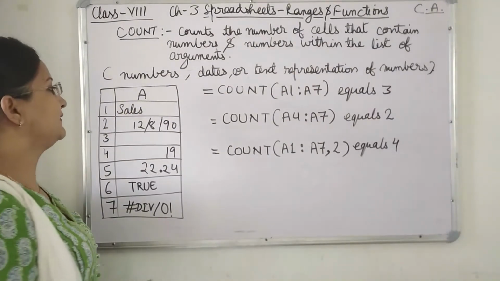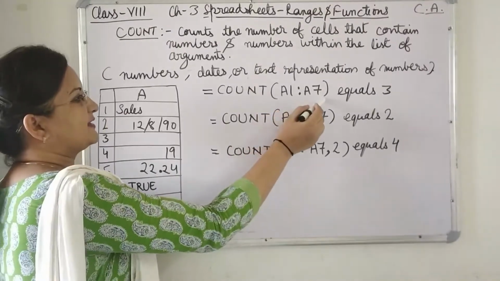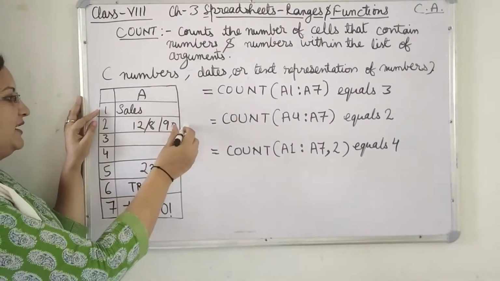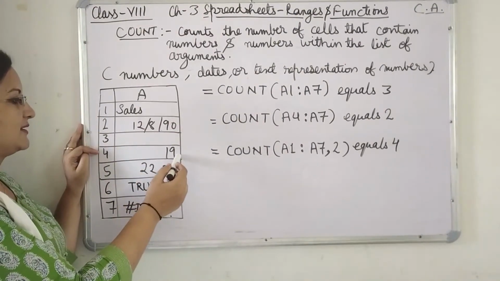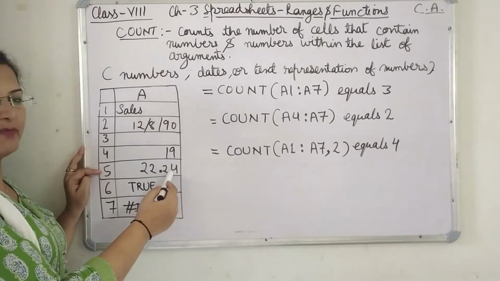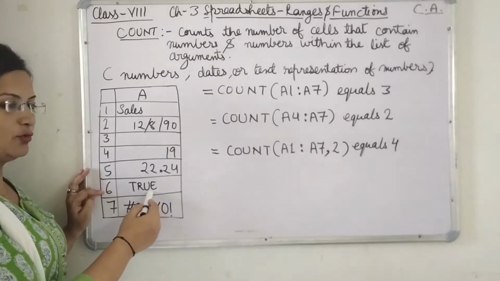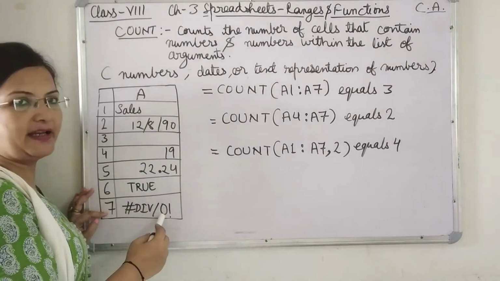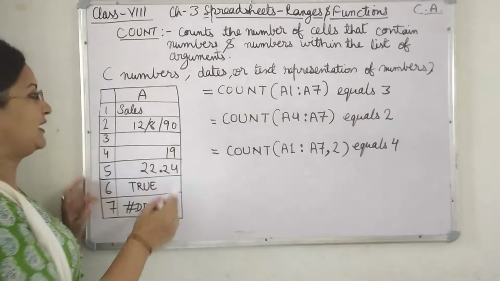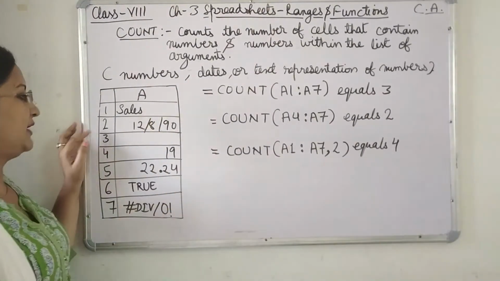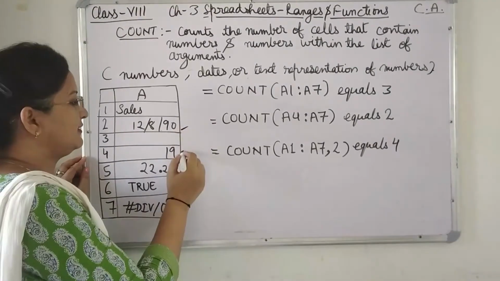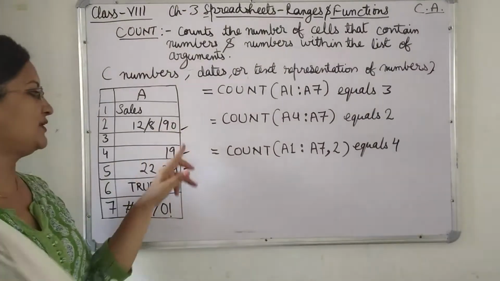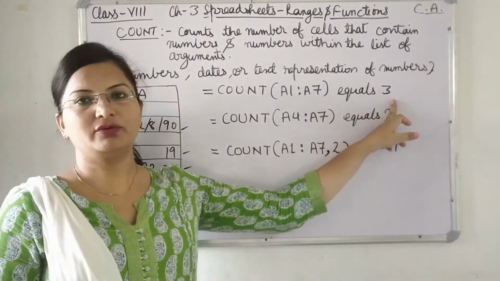So here we have count A1 to A7. In A1 to A7 you can see this is text, date, blank. This is the number 19. This is also a decimal number and this is true. Boolean value true means 1, but this will not be considered. This is an error. So the error will also be ignored and the text will be ignored. So here only 3 values will be counted: date, number and decimal number. Got it? So 1, 2, 3 equals 3.